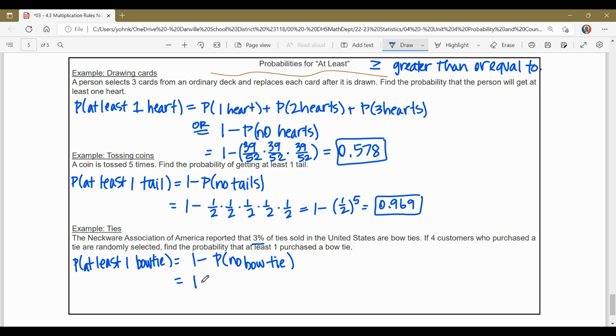So this would be 1 minus. Well, if 3% do get a bow tie, then 0.97 do not get a bow tie, and there are 4 people. So this gives me 0.115.